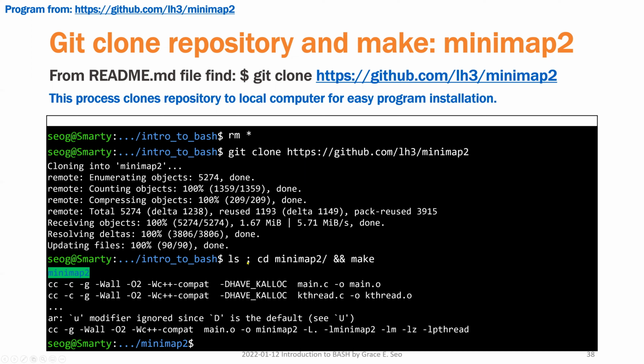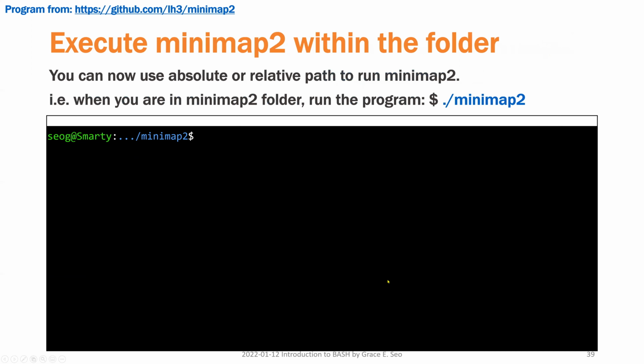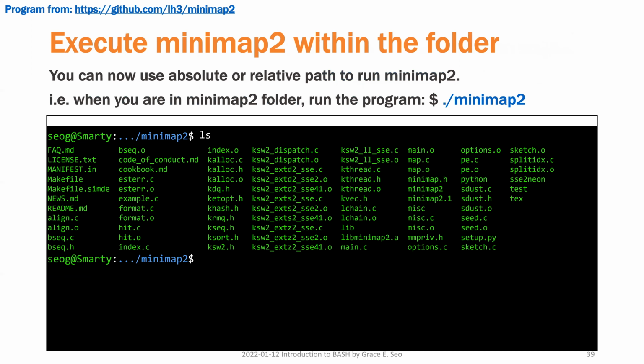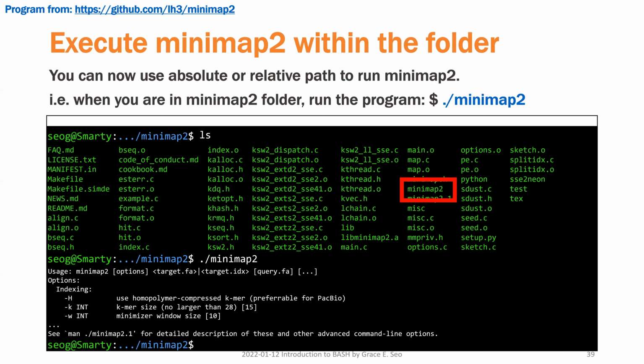So we've used a semicolon. We printed out the Minimap2 folder, and then we got into it and built the program using make. Now, after the make function is complete, inside the Minimap2 program folder, you can find an executable Minimap2 program here. In order to run this program, you need to provide either an absolute or relative path to where this file is each time you run minimap2. Relative path here again, because we are inside the minimap2 folder.